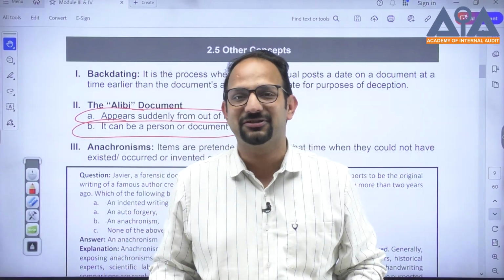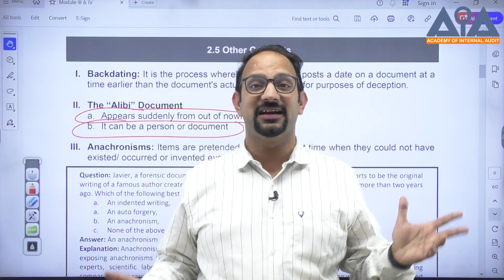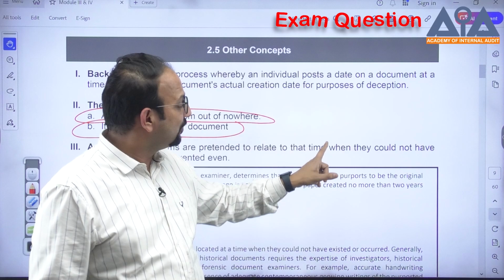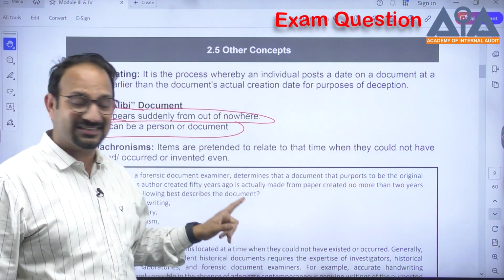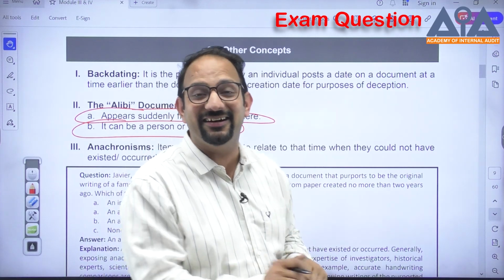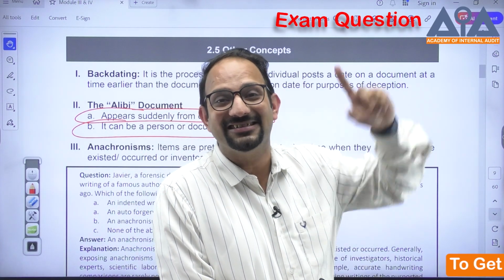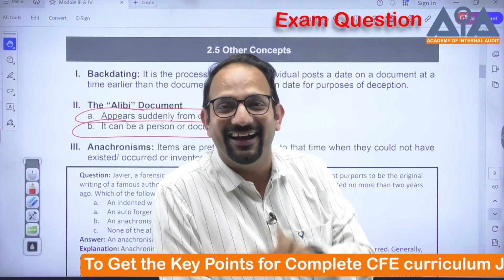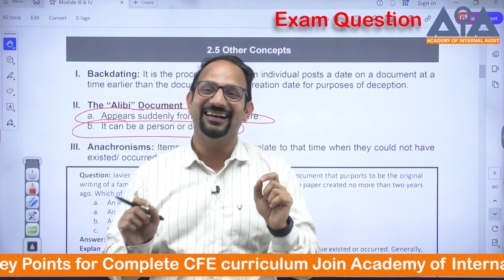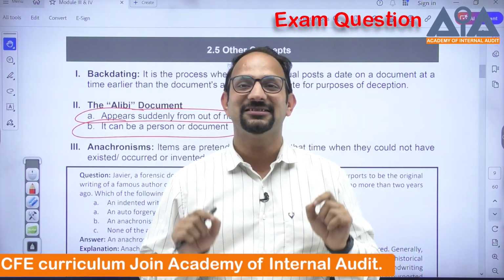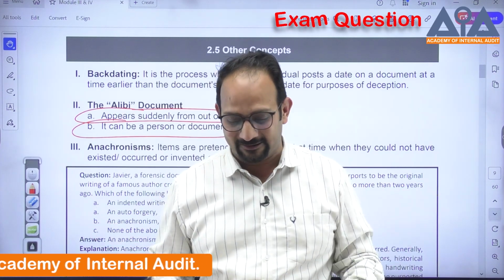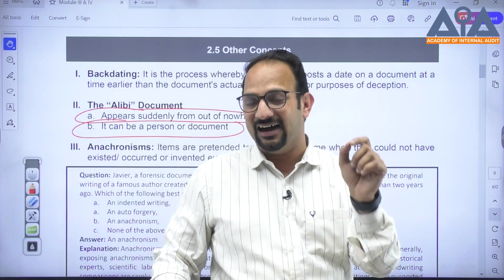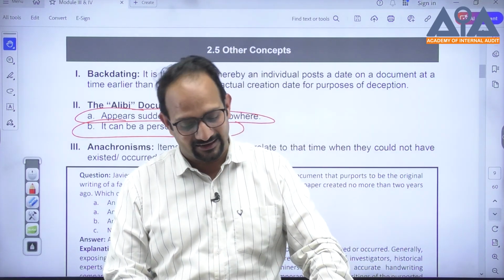The next important point from the examination point of view is anachronism. What is anachronism? Items are pretended to relate to a time when they could not have even existed, occurred, or been invented. Everyone, just recall the example of a particular font type in the Padmavat movie. Everyone remember? That is called anachronism. Certain items, pieces, or persons are pretended to be of a time when they could not even have existed, occurred, or been invented.